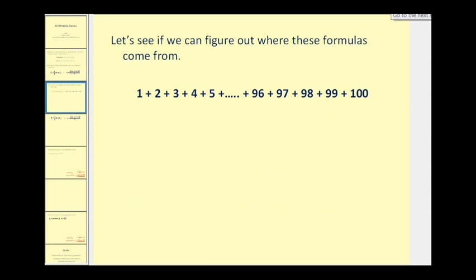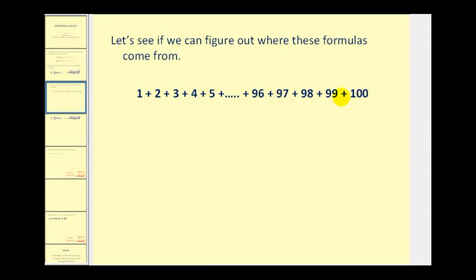And let's do that by considering this problem. Let's say we want to find this sum, but we want to find an easier way to do it than just add all of these numbers. Well, the first thing you might notice is that this series is an arithmetic series because each term increases by 1, so our common difference is positive 1. The next thing we might do is start pairing up these numbers.